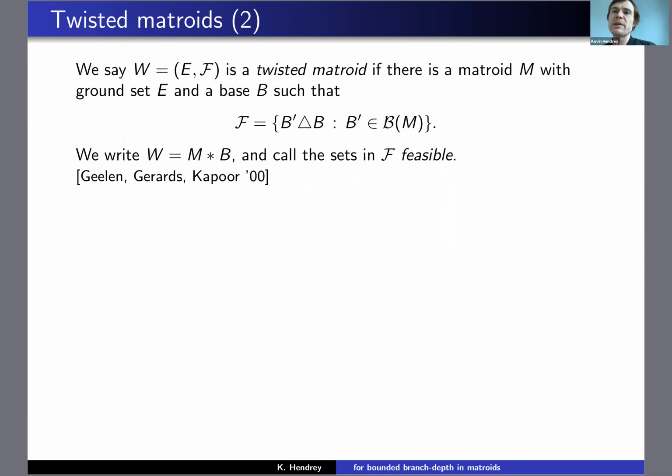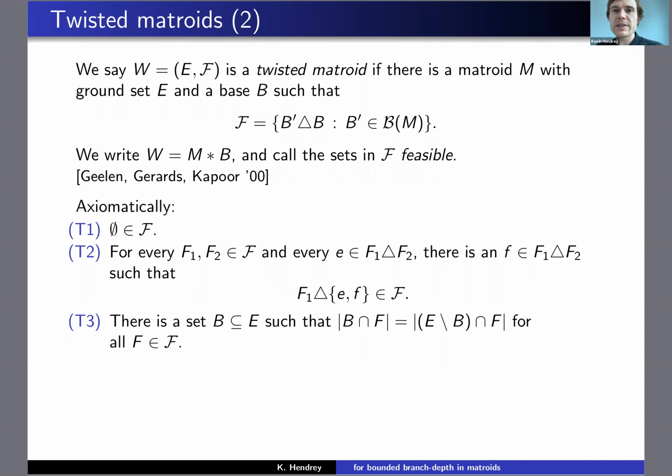So we write that W equals M asterisk B. I call this the twisting operation. And we call the sets of F feasible. So F is what I just called the feasible sets of the twisted matroid.